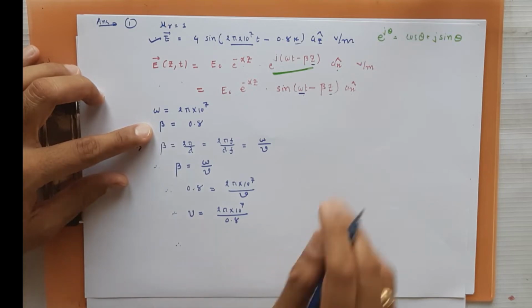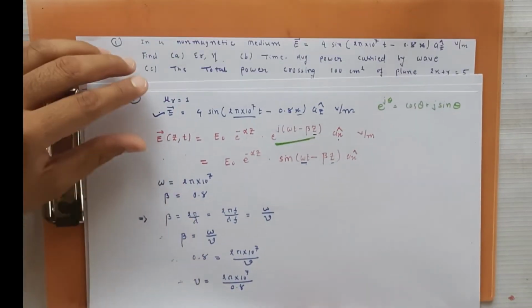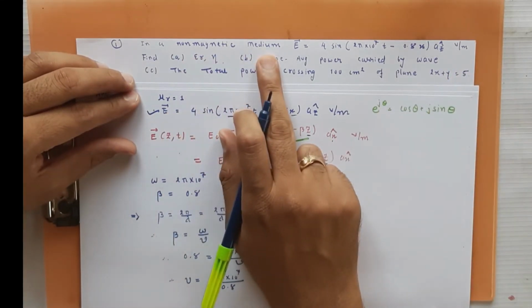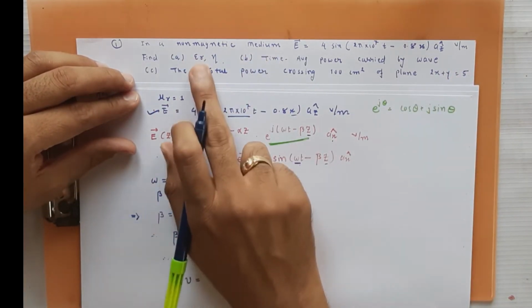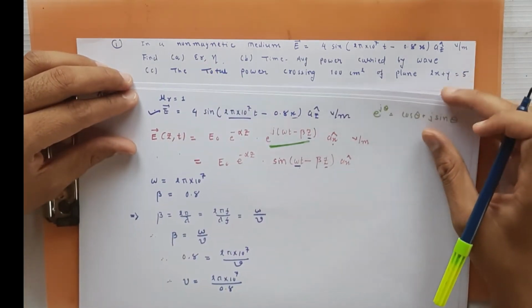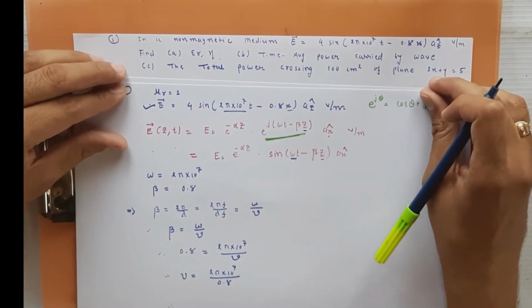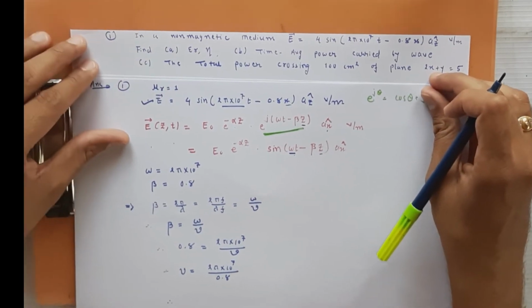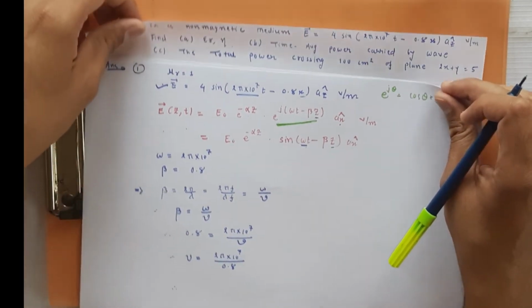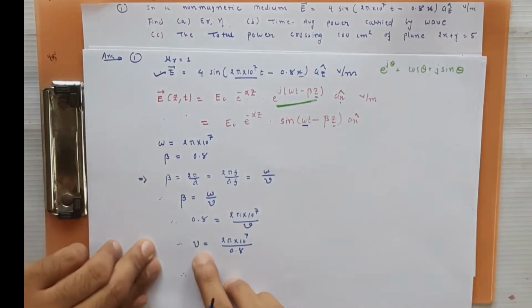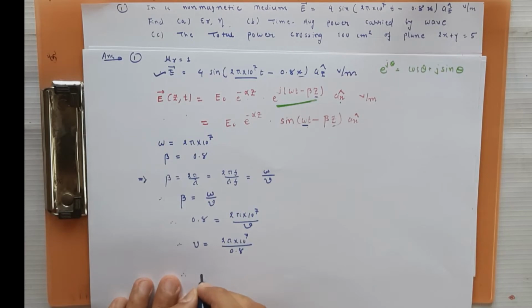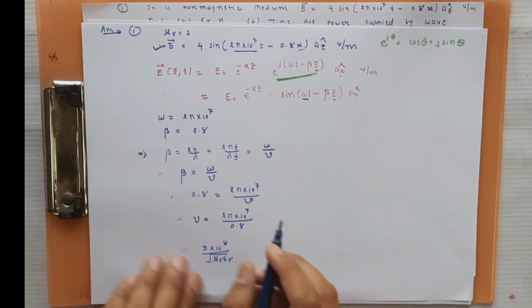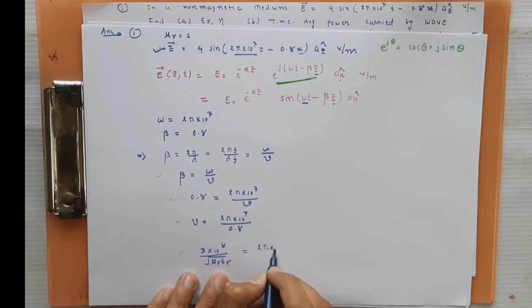Now here this electric field is present in a non-magnetic medium. That means mu r is 1 but epsilon r is not 1. That means the speed of the electromagnetic wave is somehow less than the speed of the electromagnetic wave in air, in free space. So what is velocity? Velocity is 3 into 10 raised to 8 divided by root of mu r epsilon r, which is equal to 2 pi into 10 raised to 7 divided by 0.8.